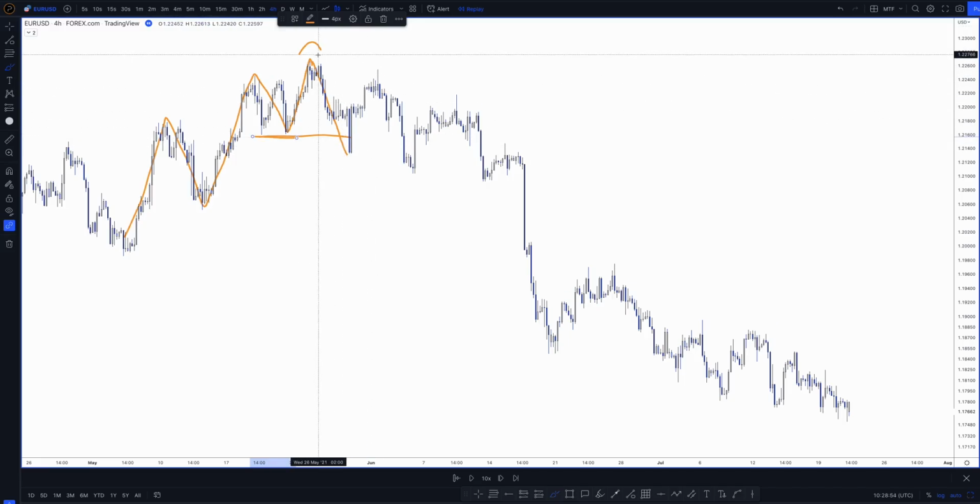So when price pulls back, what do we expect? We expect that price will not trade higher than this swing high. That's the new swing range we're within.